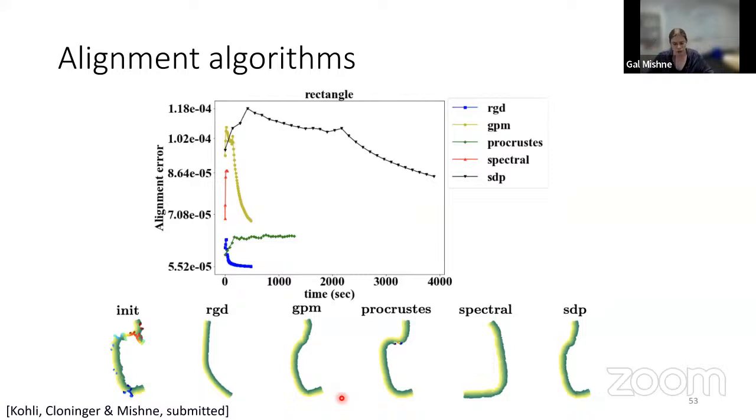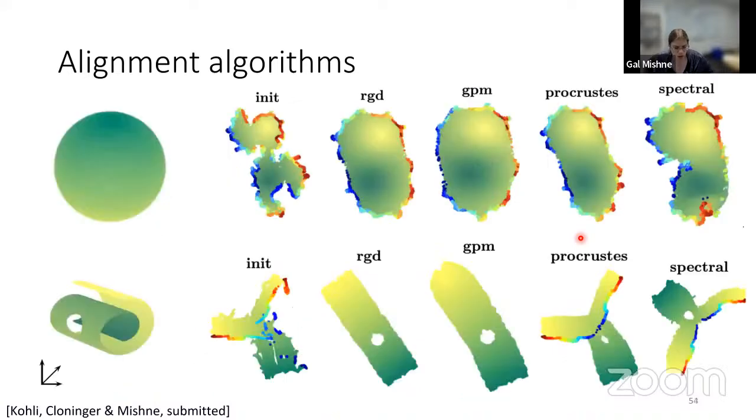In comparing different alignment algorithms to solve this problem of stitching the local views to each other to get a global embedding, we found that Riemannian gradient descent is the fastest and converges to the smallest alignment error. So we compared, for example, to Procrustes, to a spectral approach, to SDP. And across different types of manifolds and geometries and topologies, we find that Riemannian gradient descent always gives the best solution and converges the fastest.